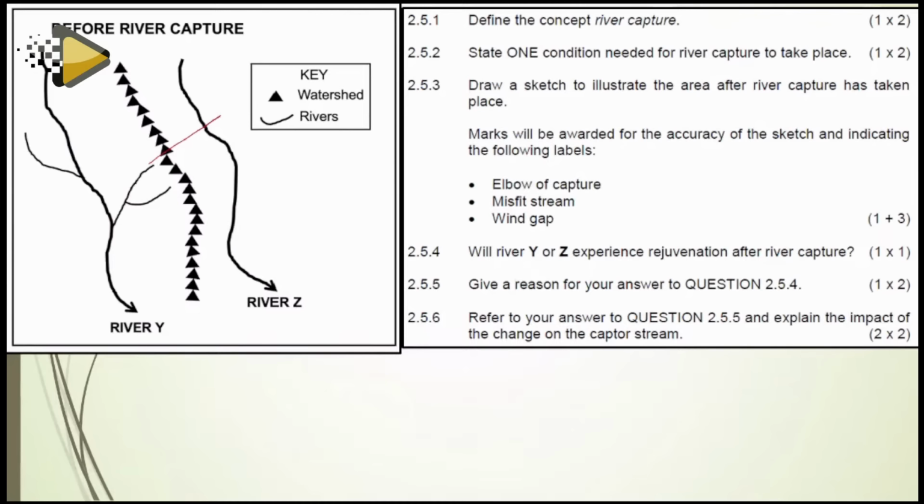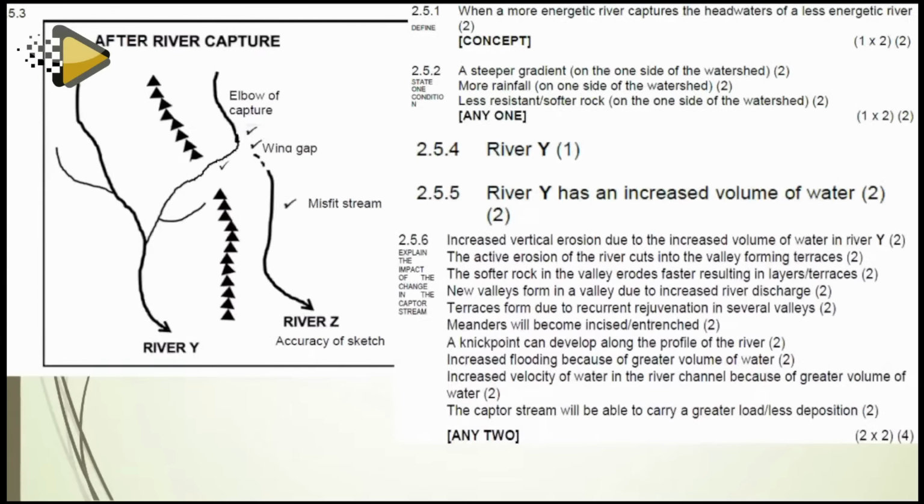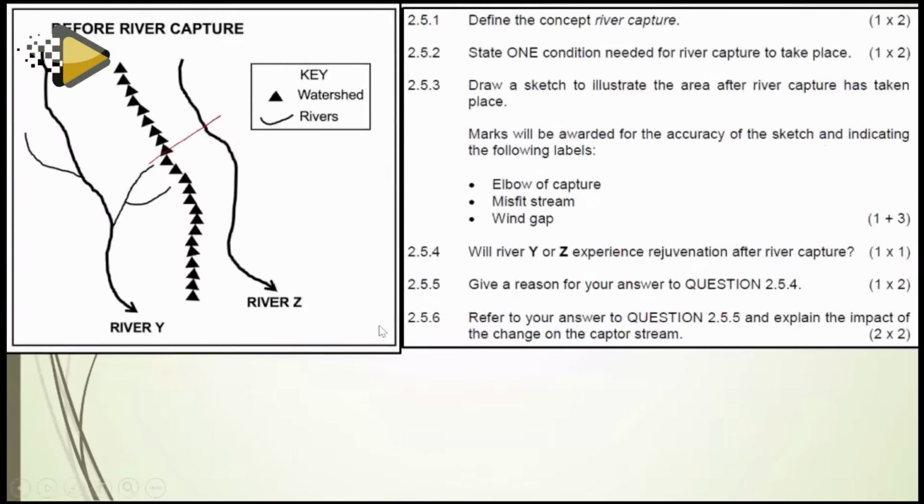Now, the same 2.4, 2.5 and 4: will river Y or river Z experience rejuvenation? So this is river Y. It is going to experience rejuvenation because it's going to gain more water. But river Z cannot rejuvenate because it has lost water. So it has lost energy. The question says, give reasons for your answer. We have already given that answer. And explain the impact of the change on the captor stream.